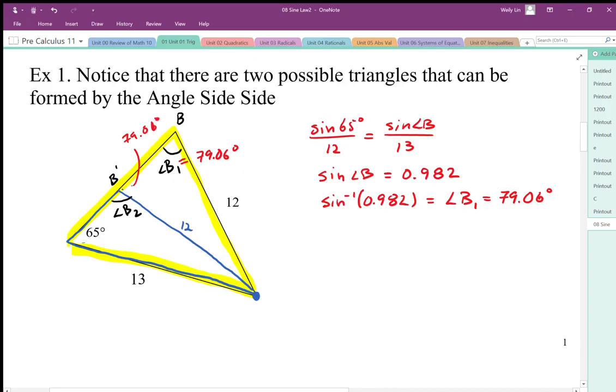So what that means then is the relationship between theta 1 or B1 and B2 is that they are supplementary, or they add up to 180 degrees. So that's the key, that these two angles add up to 180 degrees. So when I solve for B2, angle B2 must be 180 degrees minus angle B1.